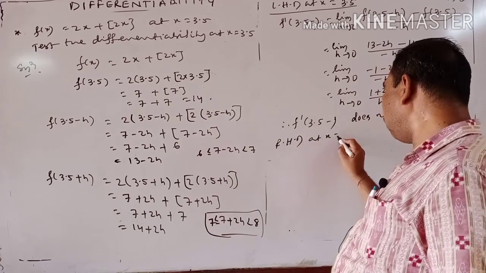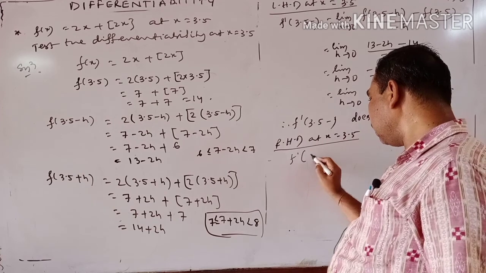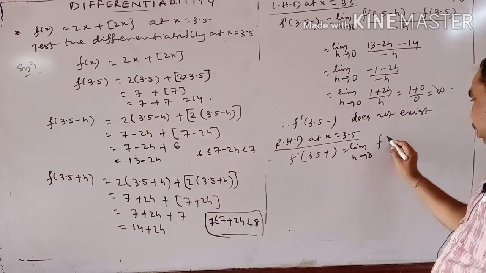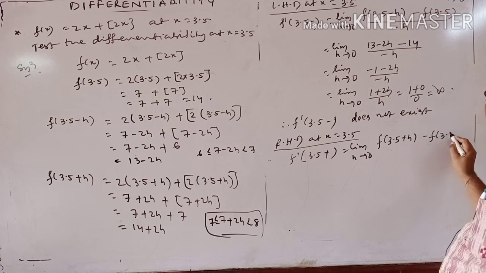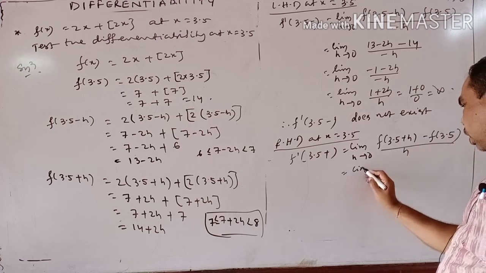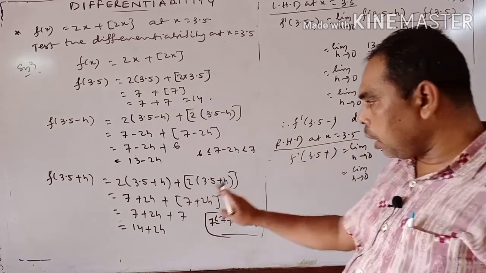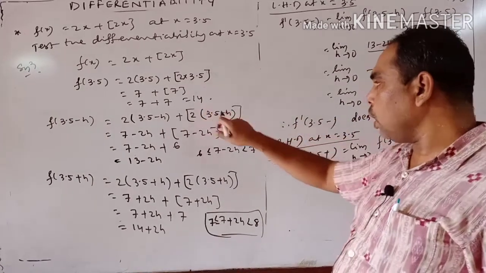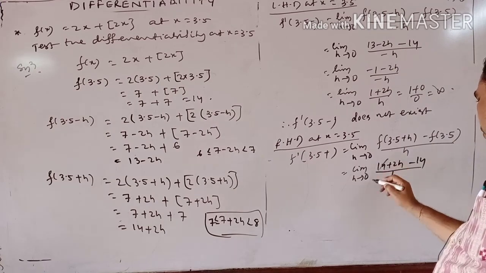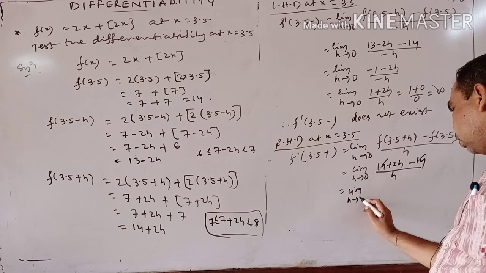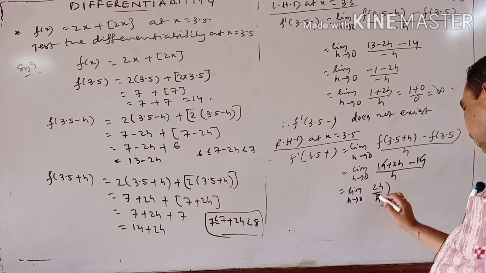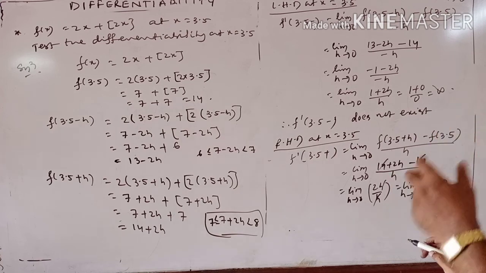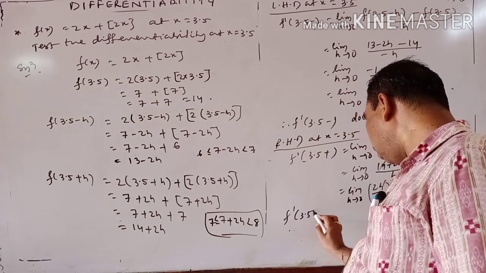RHD at x is equal to 3.5. So f dash 3.5 plus is equal to limit h tends to 0 of f of 3.5 plus h minus f of 3.5, divided by h. What is f of 3.5 plus h? This is 14 plus 2h. 14 plus 2h minus f of 3.5, which is 14, so divided by h. 14 and 14 cancel, so this is limit h tends to 0 of 2h by h. H cancels, so this is limit h tends to 0 of 2. The limit of a constant is a constant. Hence f dash 3.5 plus is equal to 2.